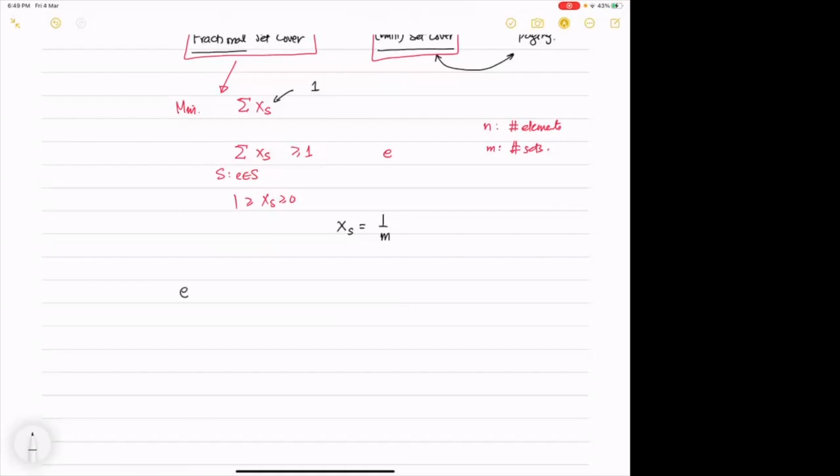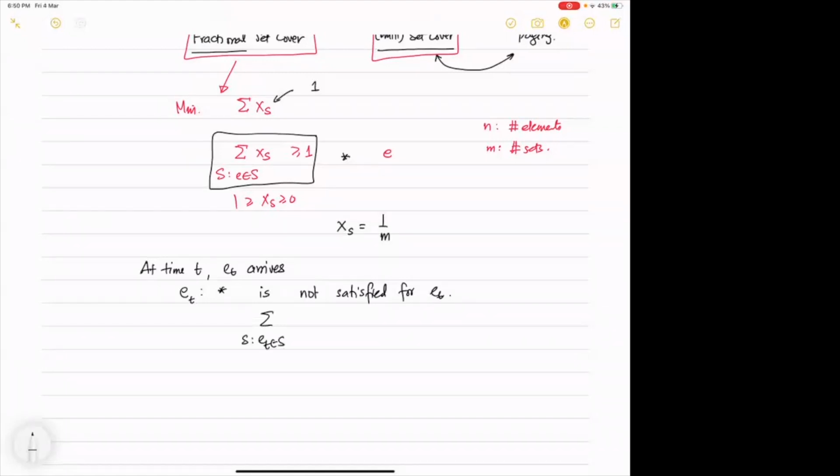Now, when an element arrives, you look at all the sets which contain this element. If this condition is satisfied for this element, then great, you already have enough sets to cover it. Otherwise there's nothing to do. So let's say at time t, some element e_t arrives, and suppose star is not satisfied for e_t. That is, the summation over S where e_t is in S of x_S is strictly less than 1. Then you double the x values, not all of them, but only those for sets S which contain e.